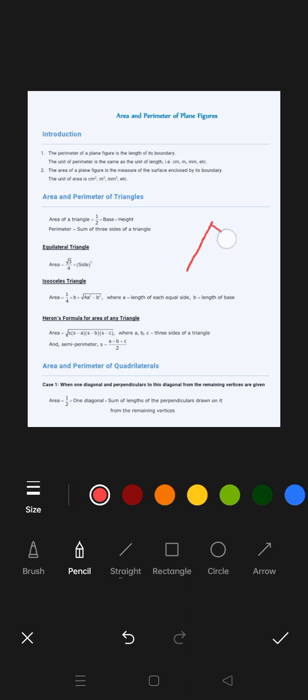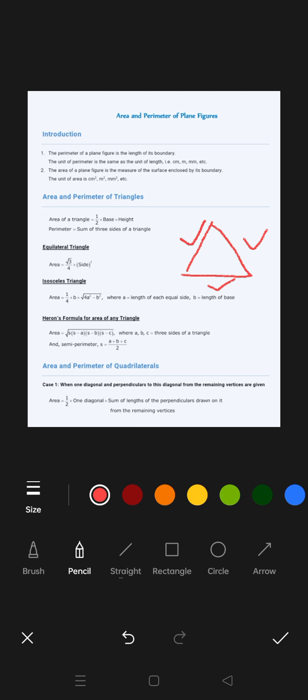Host, all the three sides are the same, that will be your equilateral triangle. So equilateral triangles are those triangles whose three sides are equal. All the three sides means this side as well, this side and this side. All the three sides are equal.